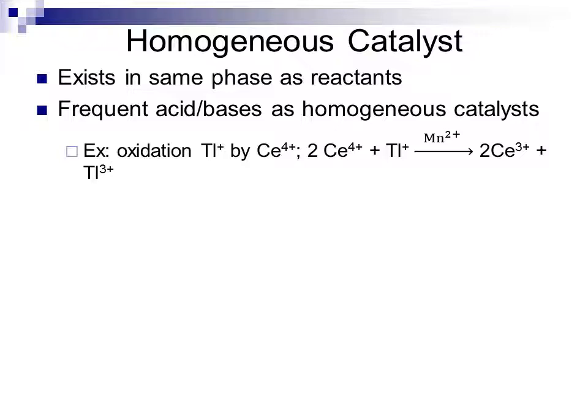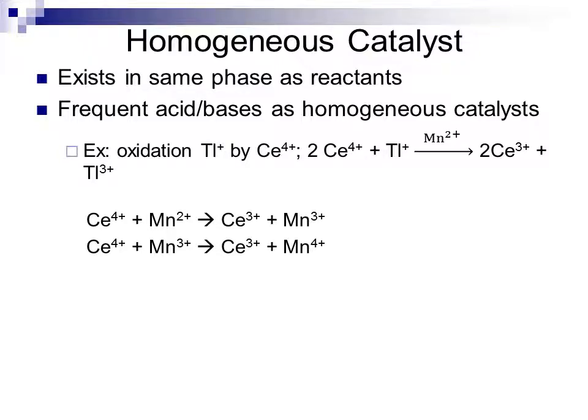We use manganese 2+ as a catalyst. The cerium 4+ reacts with the manganese 2+ to produce cerium 3+ and manganese 3+. The cerium 4+ will react with the manganese 3+ and produce cerium 3+ and manganese 4+. The manganese 4+ will then directly react with the tellurium to produce manganese 2+ and tellurium 3+.